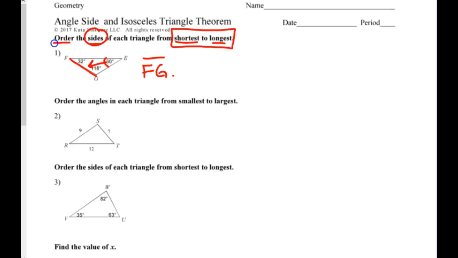All right, and comma. Let's do our next one. What's the middle angle? 32. 32 is across from GE. And the longest side is across from the biggest angle, so 118 is across from FE.